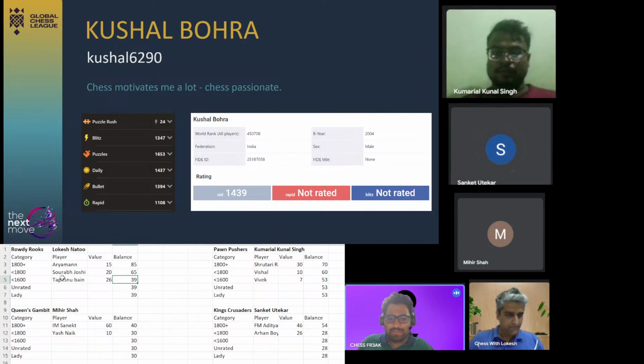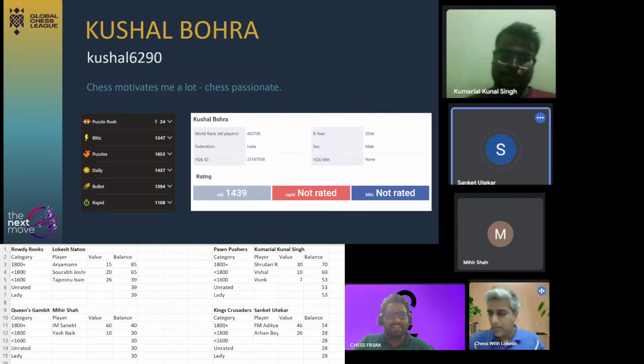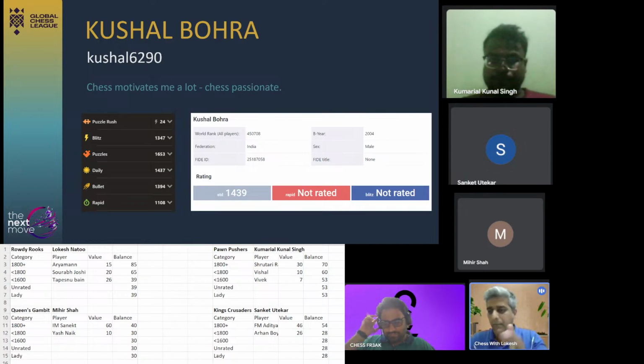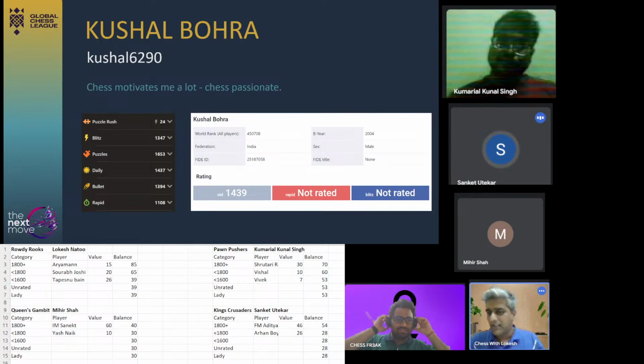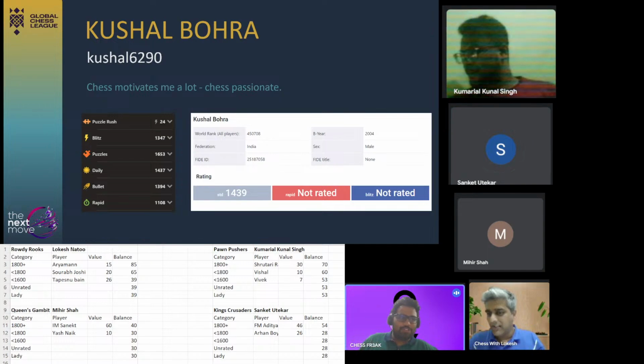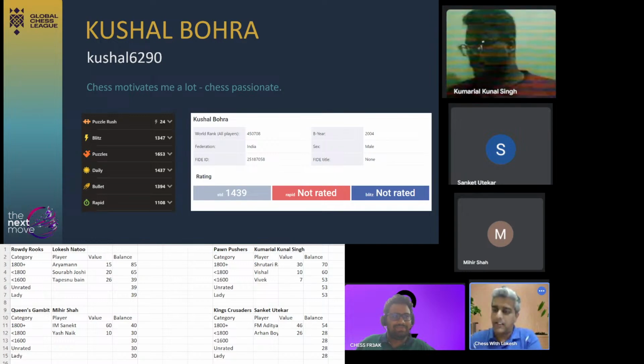We have Queen's Gambit and I can't see the screen. Whose player is this? This is Kushal Bora. I can't see. Yeah, you don't need to see this player in this segment. Okay, Lokesh. No, but I am unable to see the screen or hear whatever you are saying. After the player name, I am unable to hear. Player number one, Kushal Bora. I am seeing player number one and then I don't hear anything.